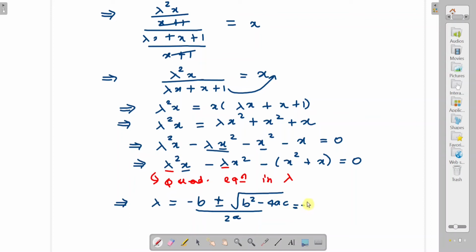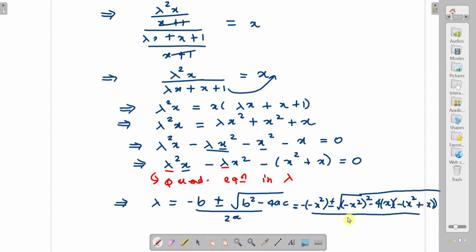Minus b, so minus of minus x square, then plus or minus root of b square, so that is minus x square, right? B square is there, so minus x square the whole square, then minus 4a, a is x here, and then multiplied by c, so that is minus of x square plus x, minus of x square plus x, and this is divided by 2a, so 2 times x.